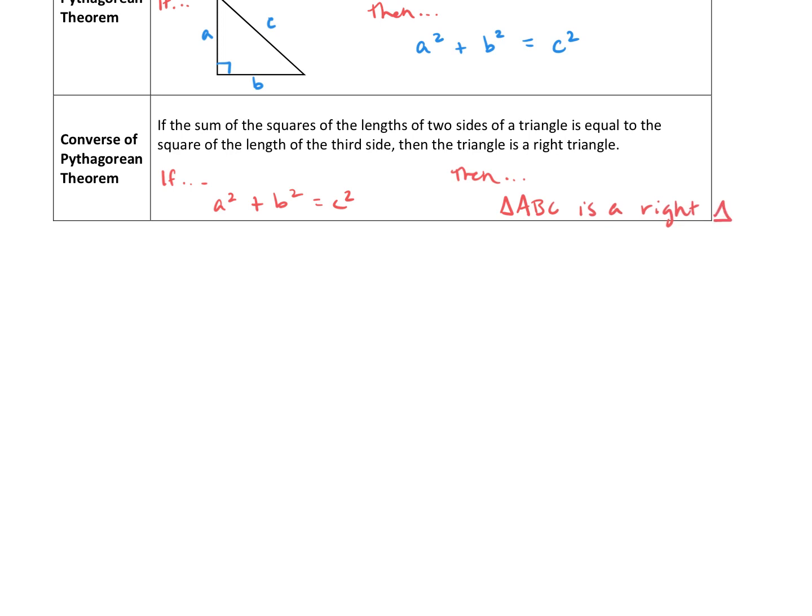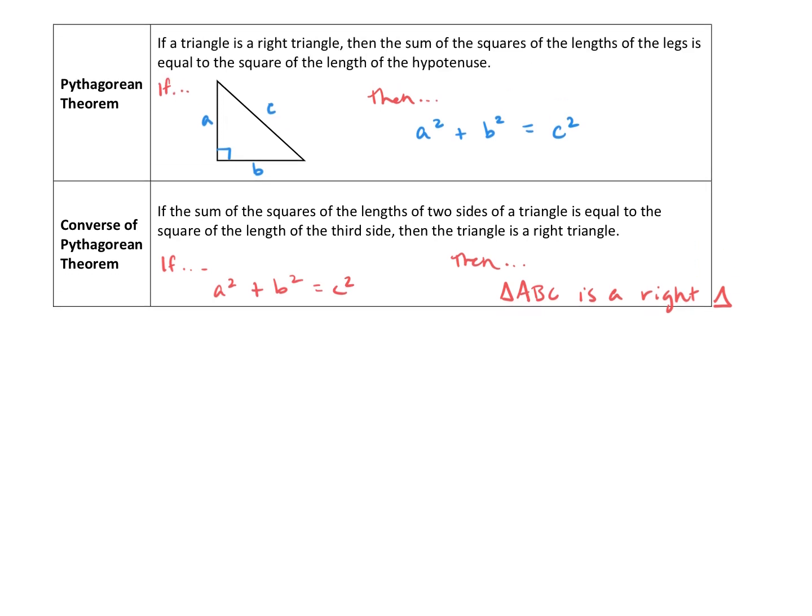So the Pythagorean theorem can work both ways. If you know that you have a right triangle first, then we know that this is true. If we know that this is true first, then we can conclude that we have a right triangle.